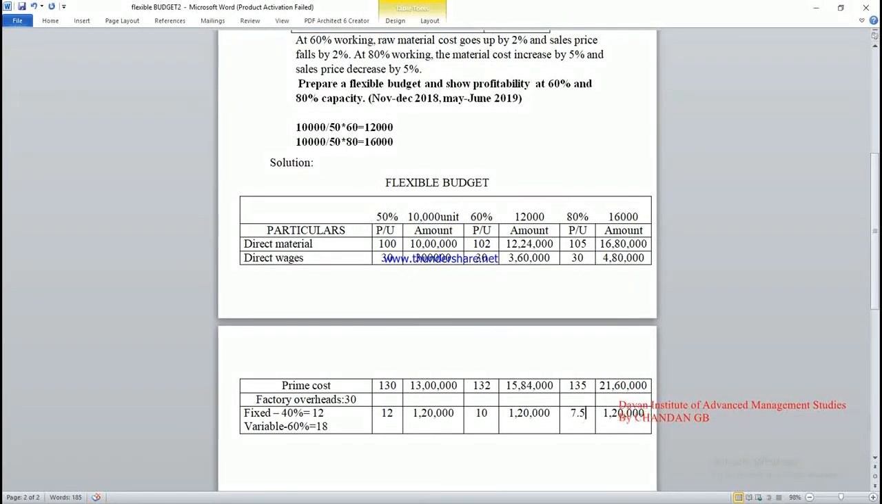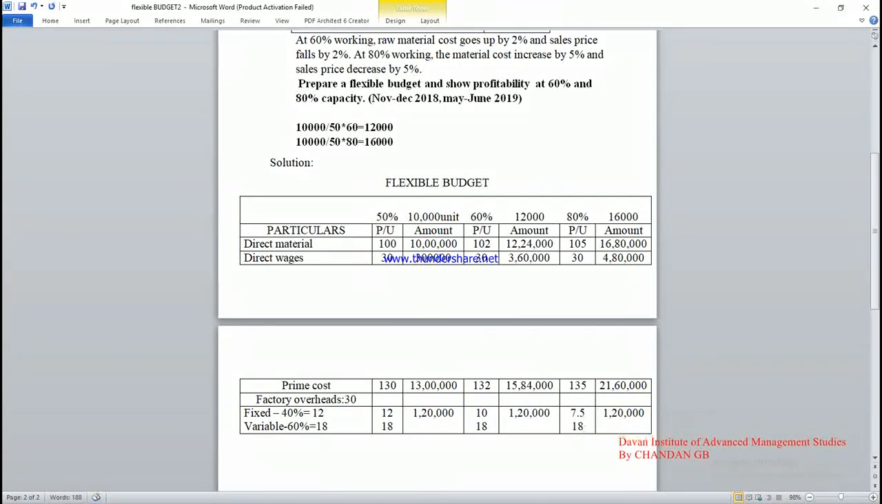Okay. Next, variable. See, out of 30 rupees, 40% is 12 rupees. Out of 30 rupees, 60% is 18 rupees. So in the variable charges, 18 rupees remains constant for all the capacity. That is only for per unit capacity.